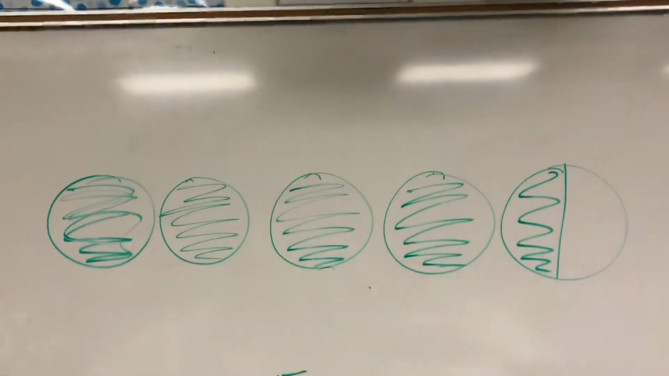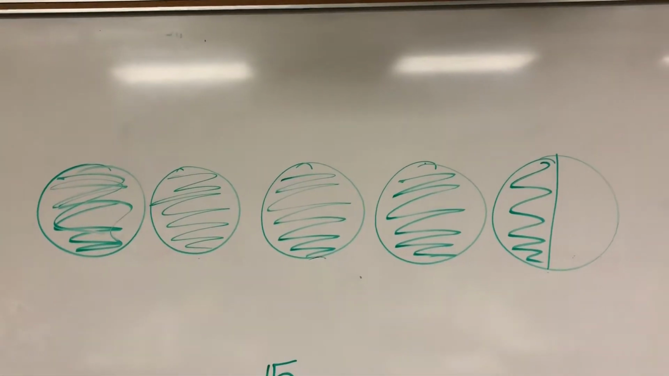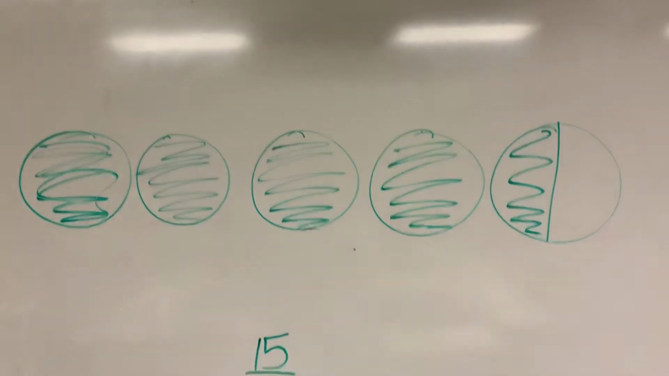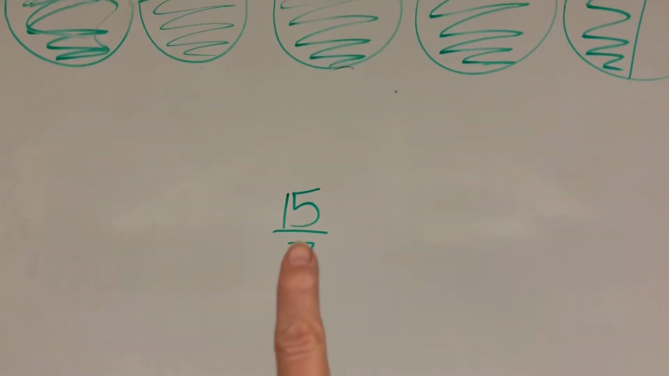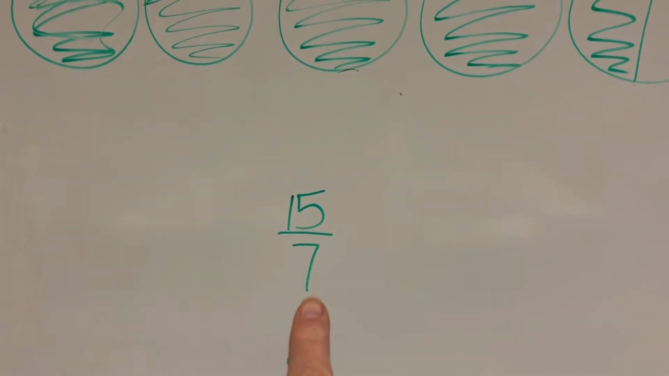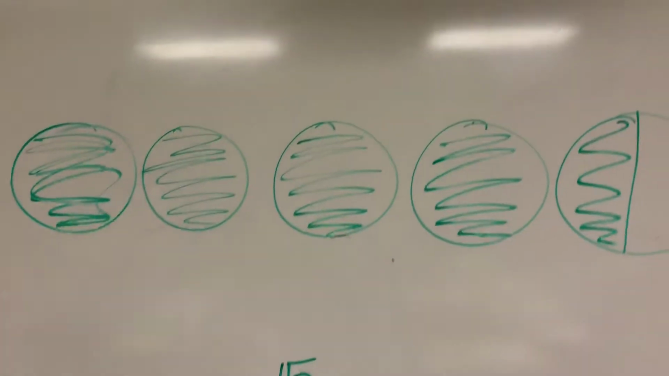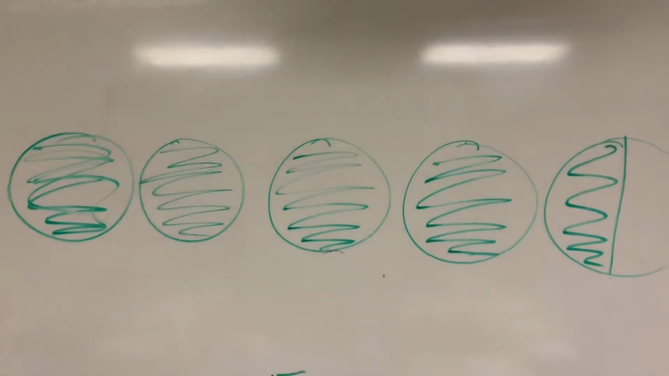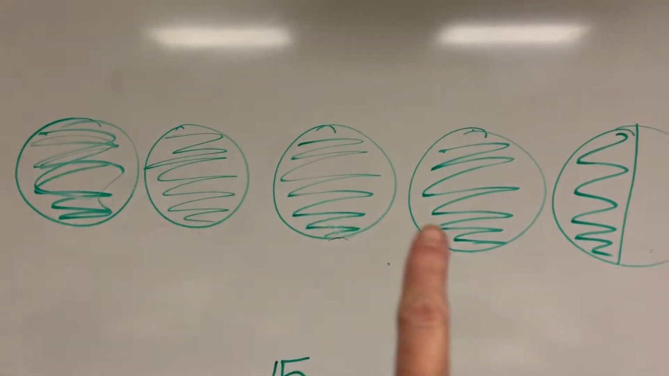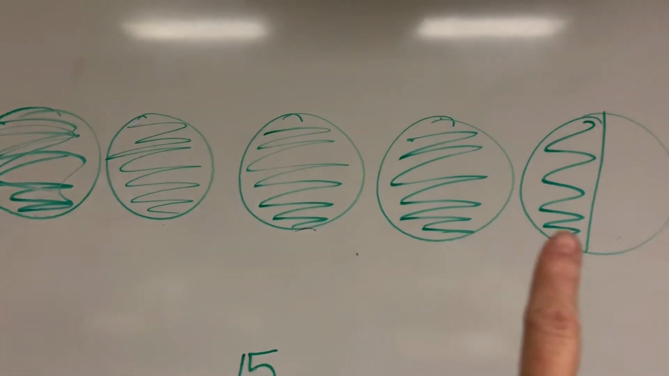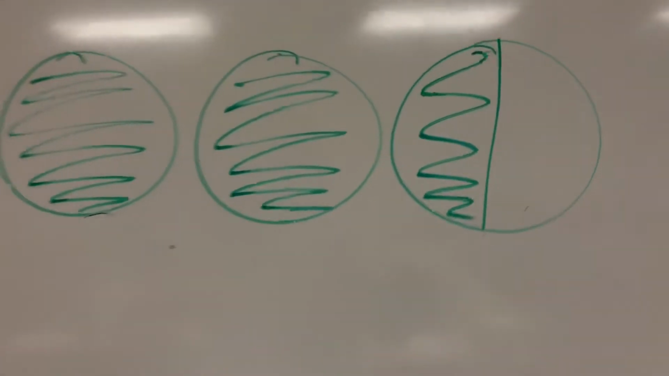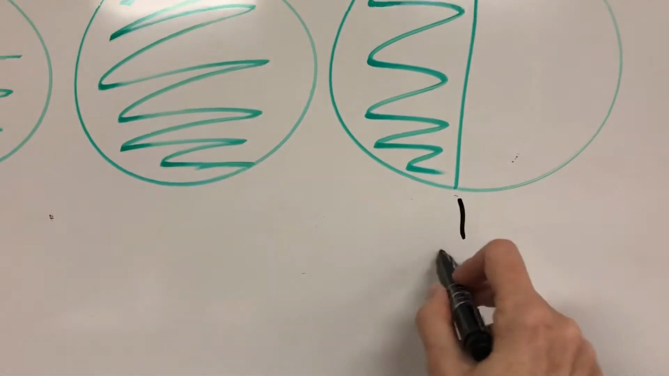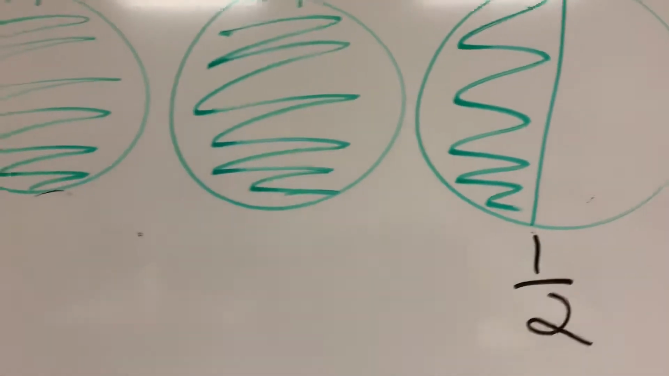Remember on Friday we talked about improper fractions. An improper fraction is when the numerator is larger than the denominator. Remember we looked at specific examples such as this one. These are full, they're one whole. This one though is 1/2. So we would write our fraction as 1/2.